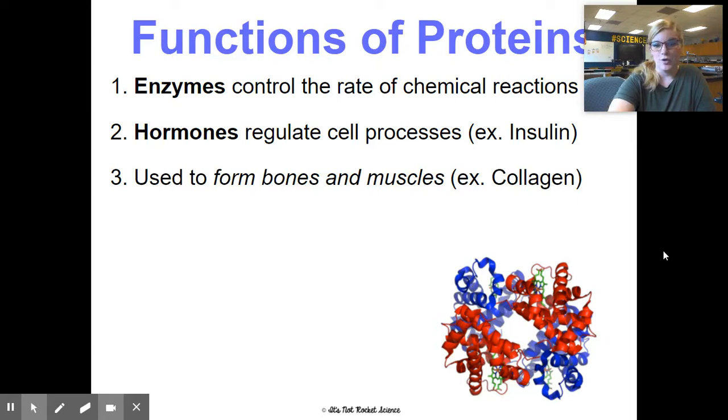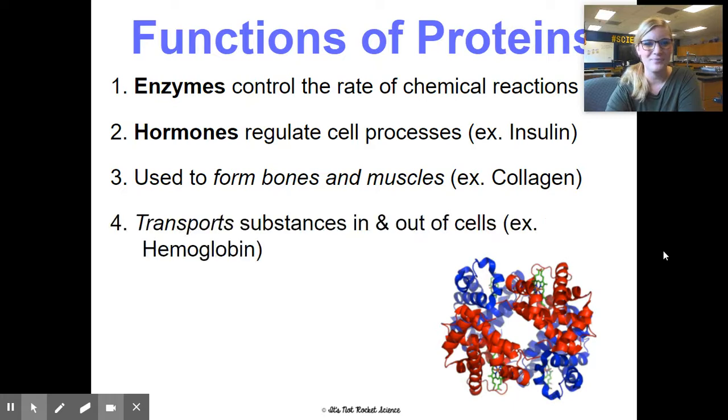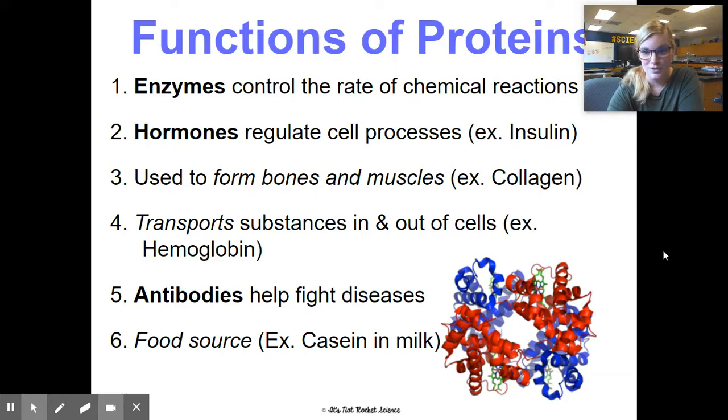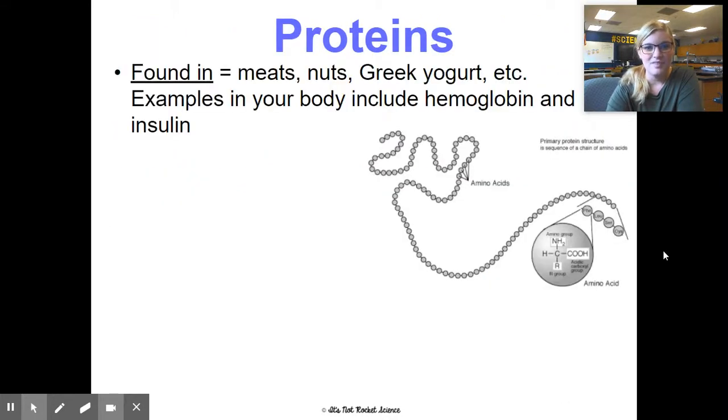They're used to form your bones and your muscles, which I would argue is pretty important. Then they transport substances in and out of the cells. So hemoglobin is an example of that type of protein, and that is found in your blood. Antibodies are proteins that help fight diseases. And then you also have proteins as a food source. So proteins are found in meat, nuts, Greek yogurt, all those sorts of things. And the examples in your body are going to be hemoglobin and insulin.